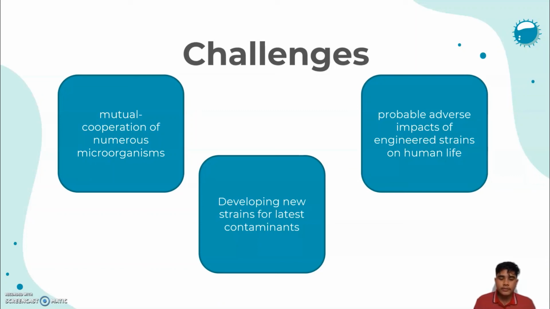Next is developing new strain for latest contaminant. As we all know, current rapid industrialization process has led to the presence of multiple newly found pollutants, which encourage the scientists to make more research in order to make a new strain to degrade this pollutant. And lastly is the probable adverse impact of engineered strain on human life. In fact, this technology may provide a solution for environmental control. However, there are no enough evidence which shows that this technology may be safe for human beings.